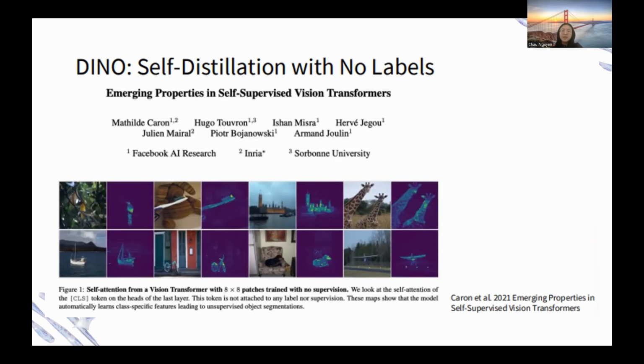For the DINO model, it tries to train two networks. DINO employed the idea of a student-teacher network, where both networks will process different augmented views of the same image. And then the goal is for the student network to match the output distribution of the teacher network. The key characteristics here are that, again, there are no labels and no explicit negative samples.